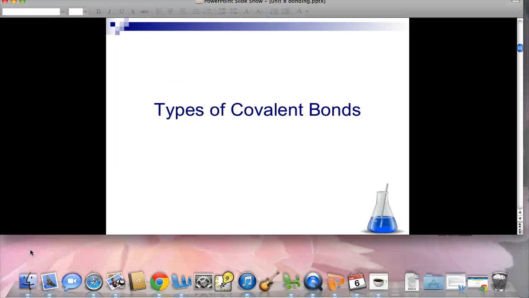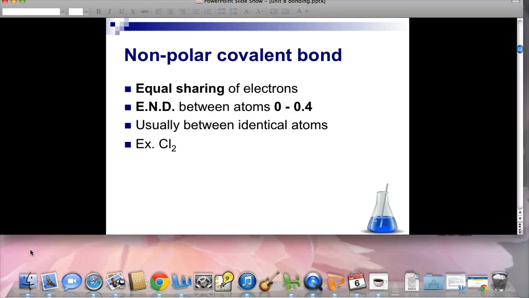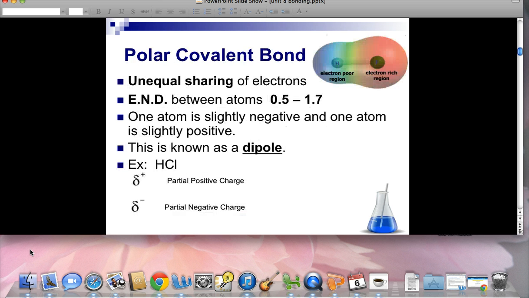Okay, let's finish the types of bonds. So covalent bonds we've talked about are equal sharing of electrons. The electronegativity difference between the atoms will be between 0 and 0.4. They're usually identical atoms. And the polar covalent bonds do not share the electrons equally. These will have an electronegativity difference between 0.5 and 1.7. One atom is slightly negative and one atom is slightly positive.